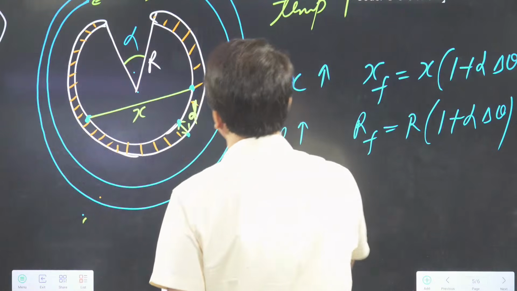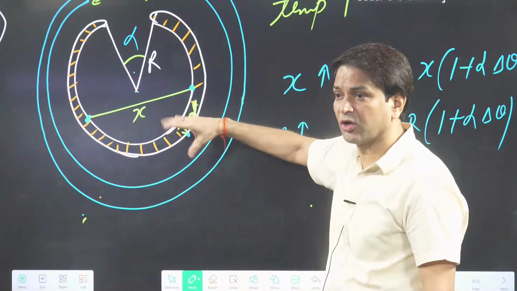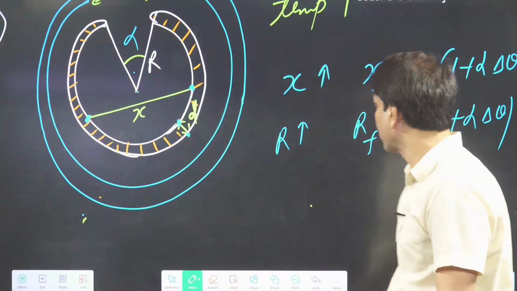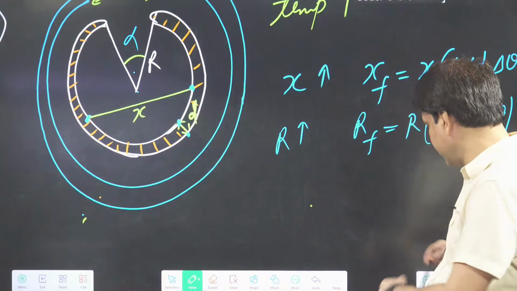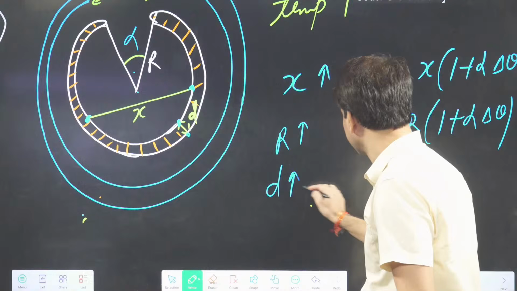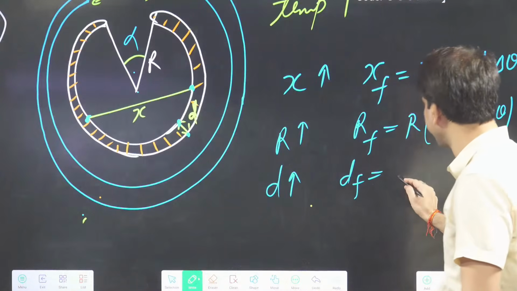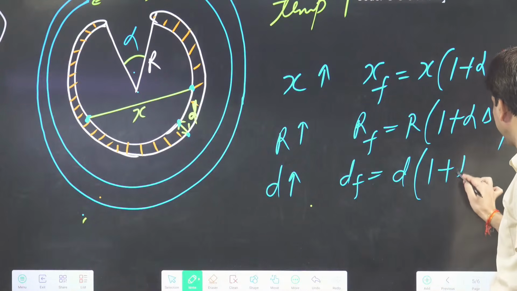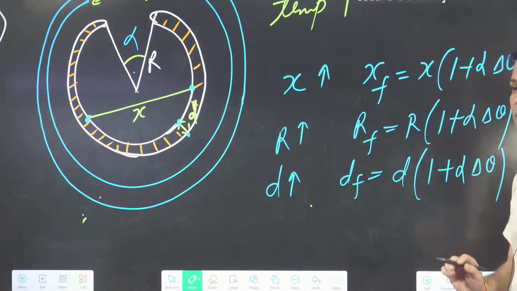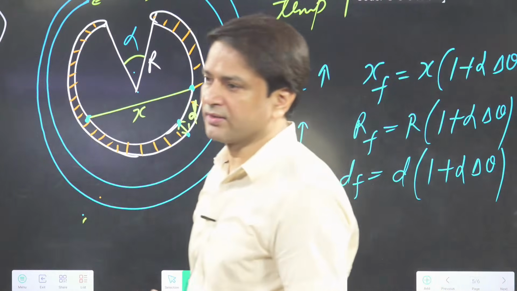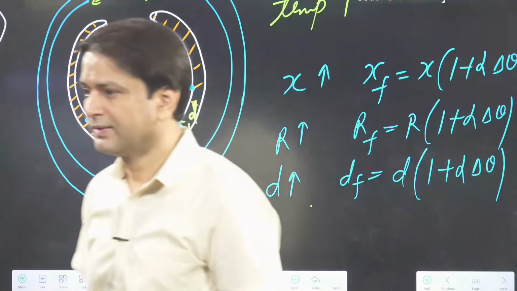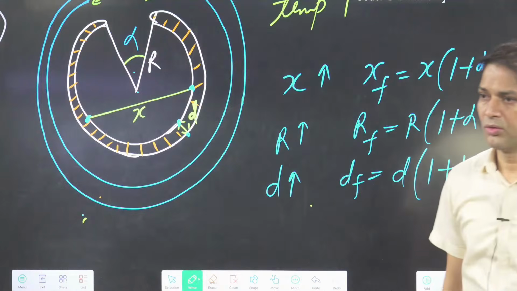So D is also the distance between 2 points in this ring, that will also increase. So D final, I can say, it is also a linear dimension, D into 1 plus alpha delta theta. These three variables clear to everyone? Okay.